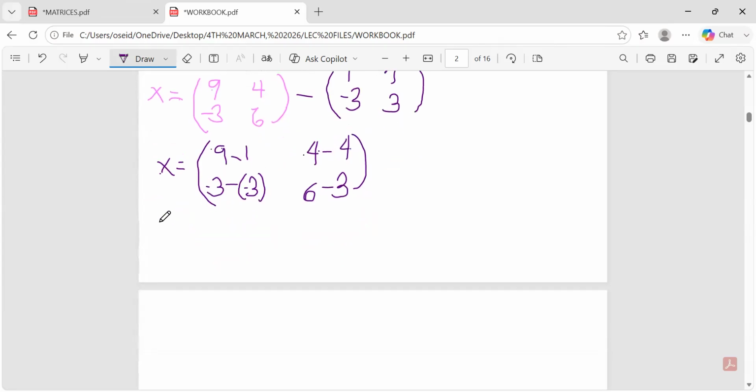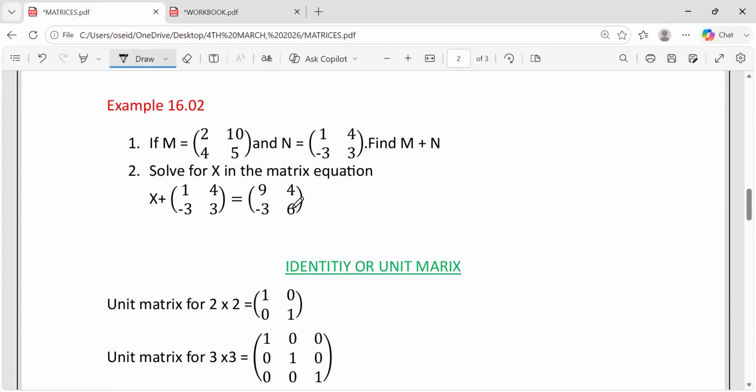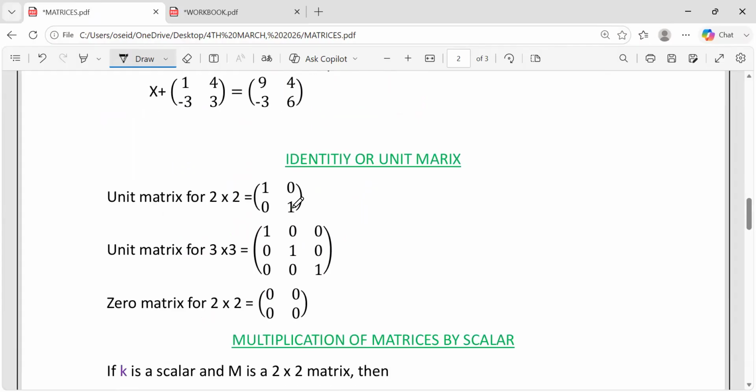So we are going to get x equals to 8, negative 3. Negative plus negative is positive. So negative 3 plus positive 3 is 0. 4 minus 4 is 0. Then 6 minus 3 is 3. And close your bracket. So therefore the value for x is 8 0 0 3.